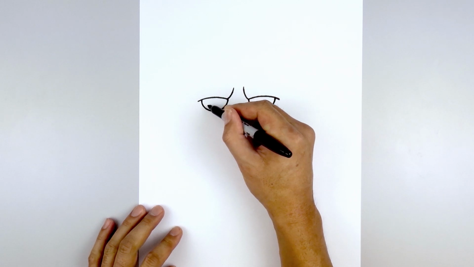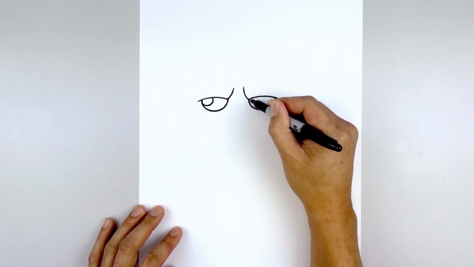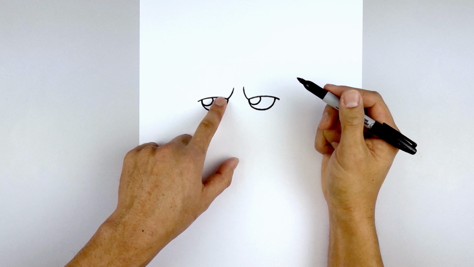Let's draw a half circle along the top left of each eye for highlight. Curve around and then back up. Line this up on the right and do the same thing. Now I'm going to fill the outside area of the eye in black.